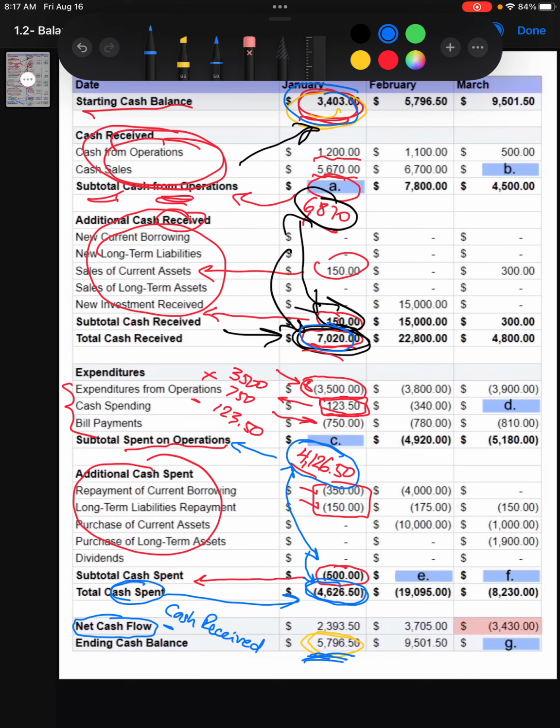That's what we call cash flow, and this is going to be a common term we'll use throughout the year. Hopefully this video helped you make sense of how to understand each column, so you can now do February and March and complete your quiz. Thank you.